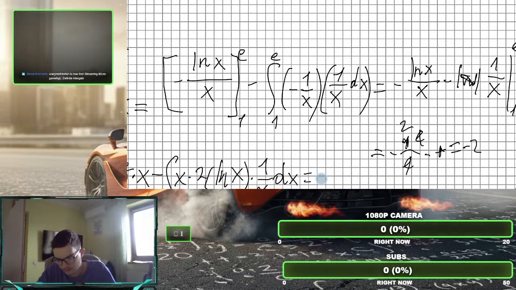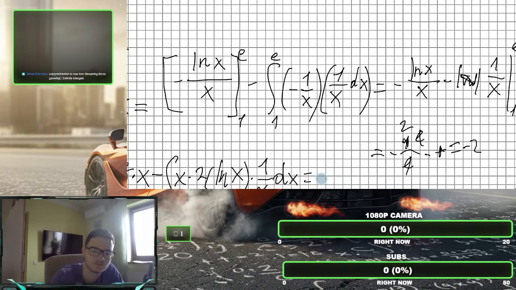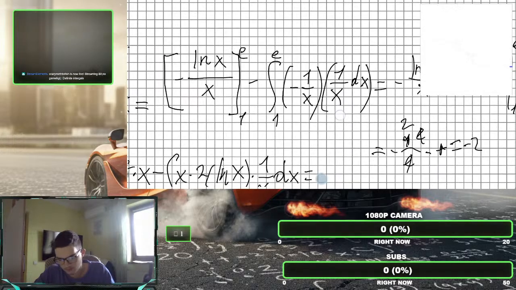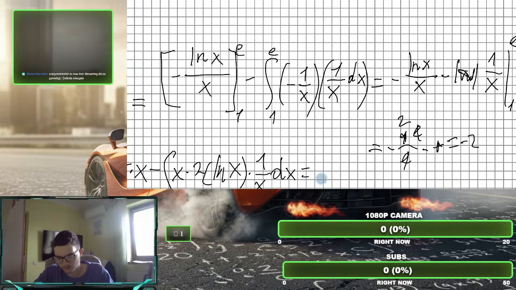PhotoMath failed, so let's go with ChatGPT. Calculate the volume of an object of rotation. Let's go with this one. Write something here. Like this. And back. Continue with Google. And let's go here. Oh, I can't upload anymore.